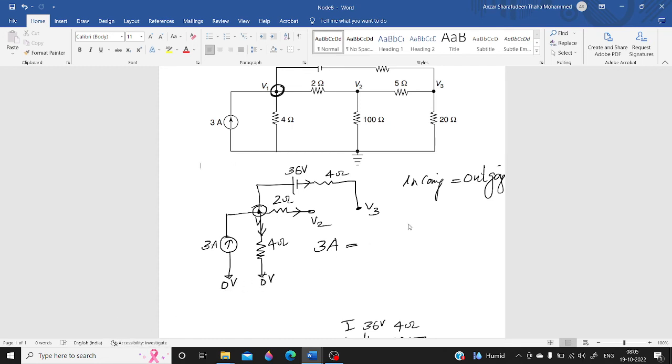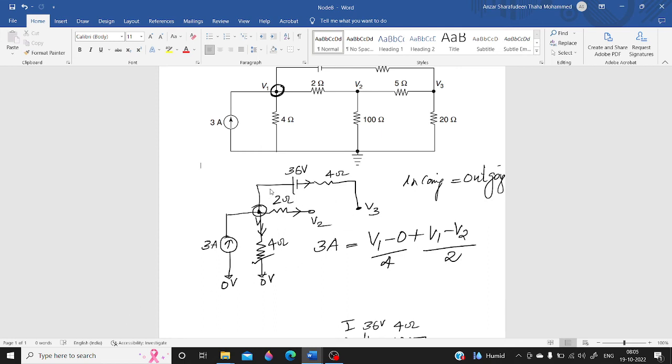So 3 ampere is equal to, considering this branch, the branch current V1 minus 0 divided by 4, or simply V1 by 4. That is done. Now another current is moving from V1 to V2, so plus V1 minus V2 divided by 2.